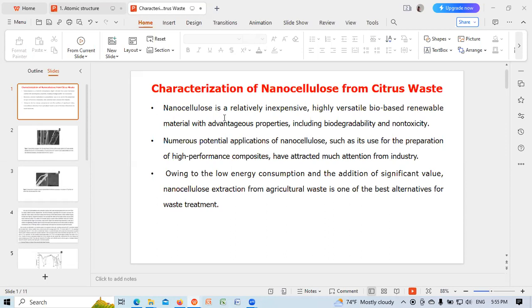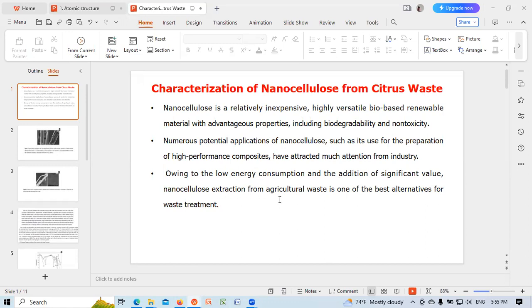Nanocellulose: characterization of nanocellulose from citrus oils. Nanocellulose is a relatively inexpensive, highly versatile, bio-based renewable material with advantageous properties including biodegradability and non-toxicity. Among its numerous potential applications is its use for the preparation of high performance composites, which have attracted the most attention from industry, owing to low energy consumption and the addition of significant value.